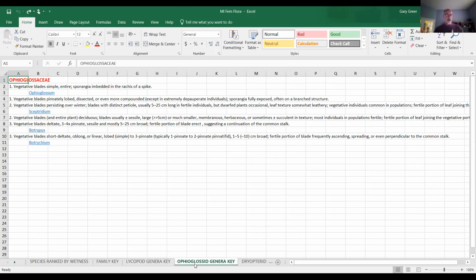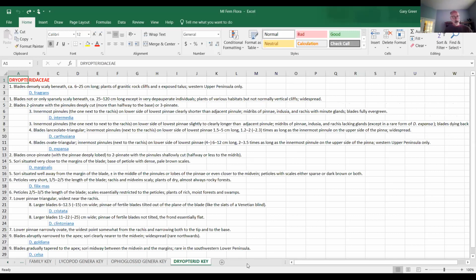Same thing for the Ophioglossaceae, whatever they are, I'll describe them in a bit, and then the Dryopterids. So there's, in a sense, 3 more specified keys: the lycopod, the Ophioglossaceae, and the Dryopterid. It's not all of the families, but these 3 keys are going to get you the vast majority of the fern species that you might encounter in Michigan.